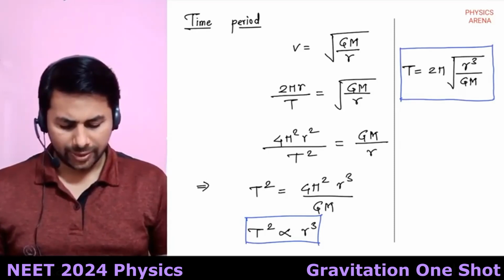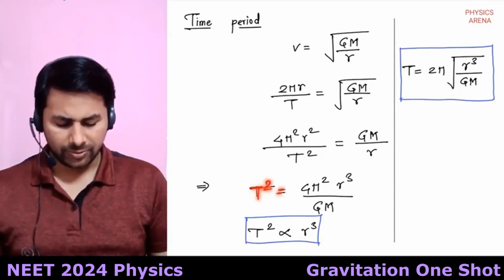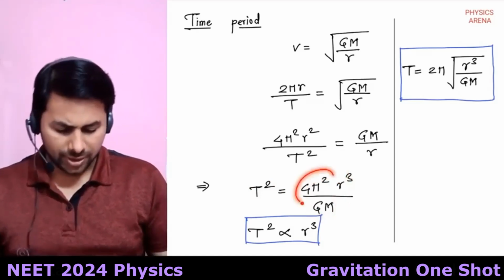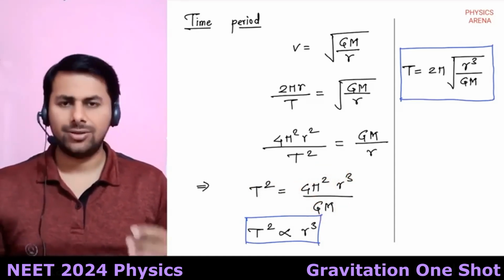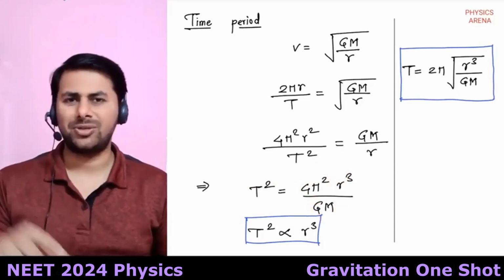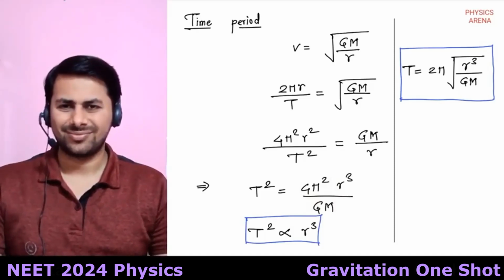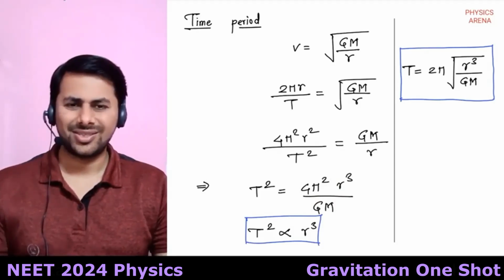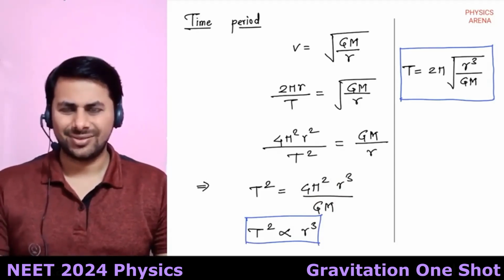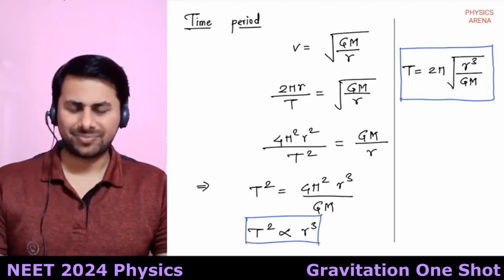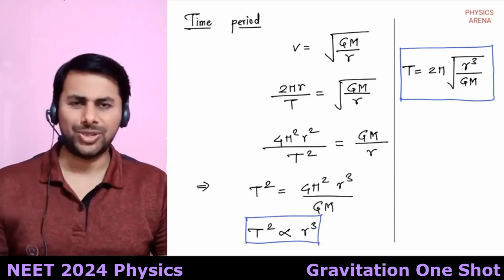Here you can see that T squared is equal to 4 pi squared upon GM multiplied by r cubed. This thing is constant, so T squared is directly proportional to r cubed. What is this? It's Kepler's law. This is Kepler's law of planetary motion.